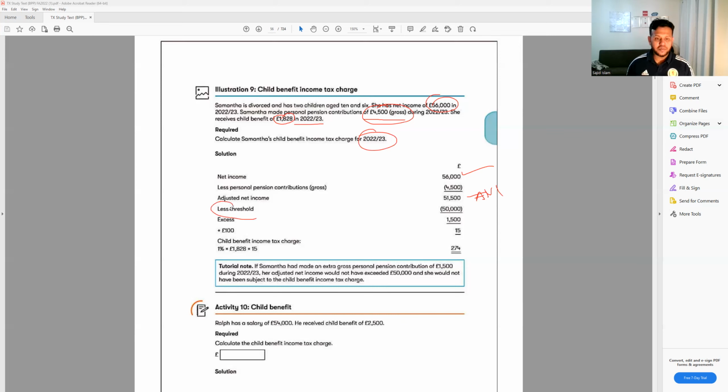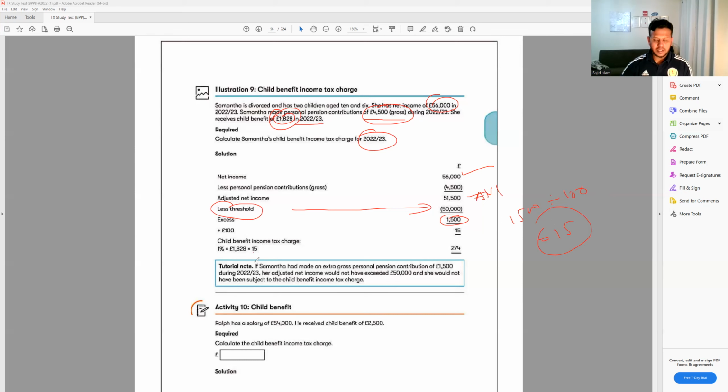And we minus the threshold, 50,000. So we have 1,500, the excess we are liable to pay tax on. And for every 100, we pay 1%. So divide by 100. The reason we divide by 100 is because we calculate for every 100. So 1,500 divided by 100 gives me 15. And for the child benefit income tax charge, 1% of 1828, we received 1828 times 15.